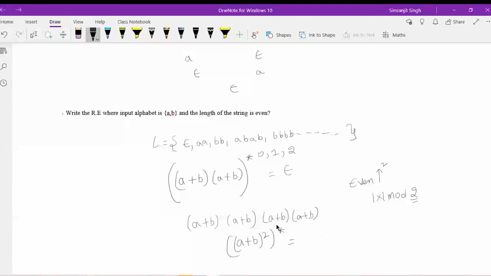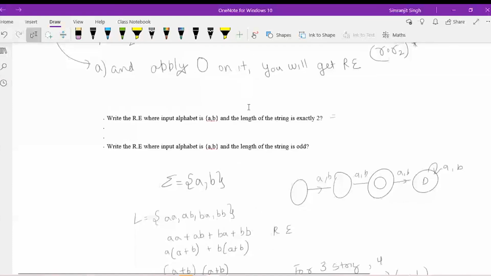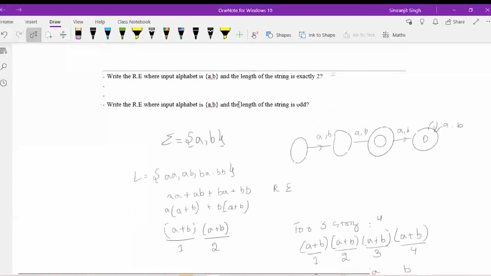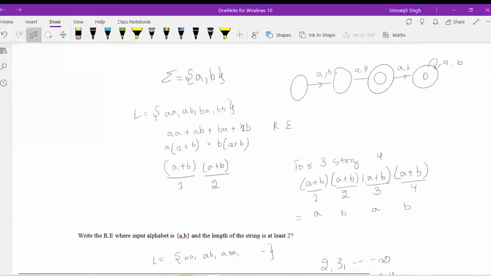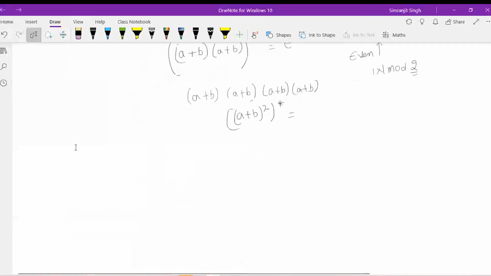In the same way, now where the input length of the string is odd. So just try this one, where the length of the string is odd.